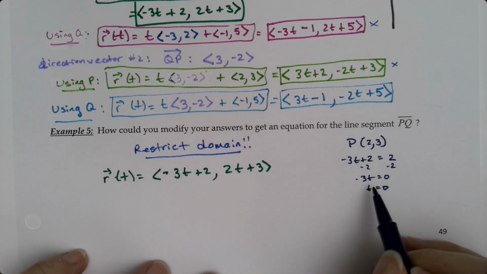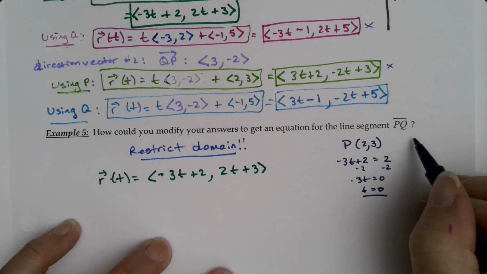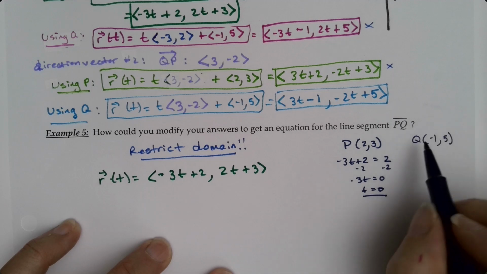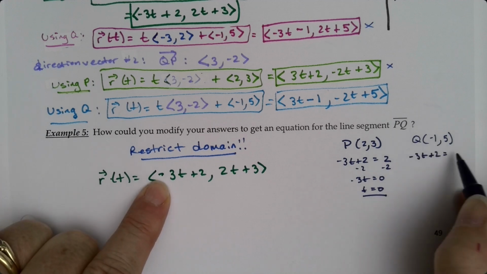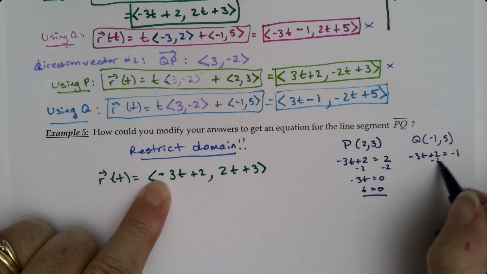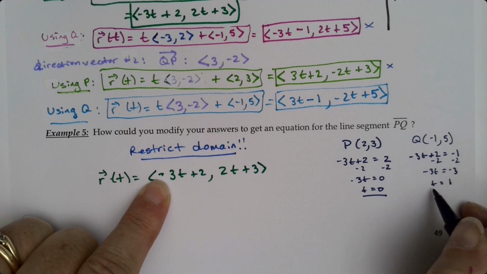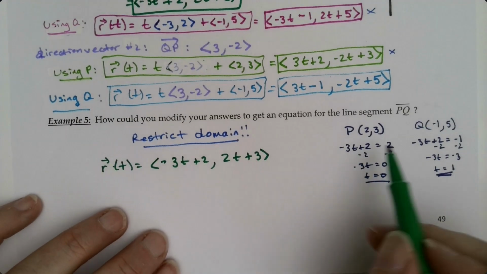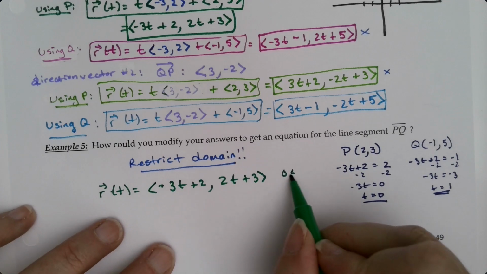So we'd want to restrict ourselves from 0 to Q, which is negative 1, 5. So we would set negative 3t plus 2 equal to negative 1, and we would solve that. So negative 3t equals negative 3, t equals 1. So this particular one, if we're trying to go from P to Q, we would say 0 is less than or equal to t, which is less than or equal to 1.